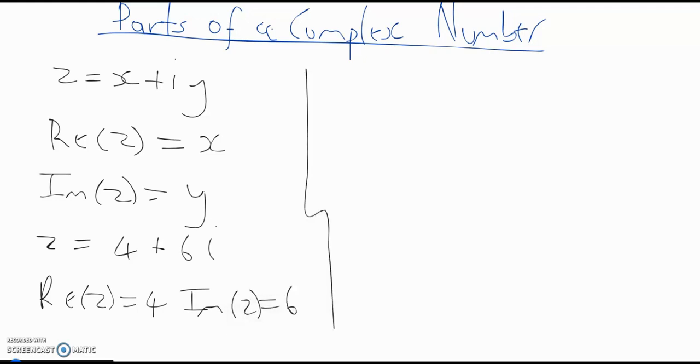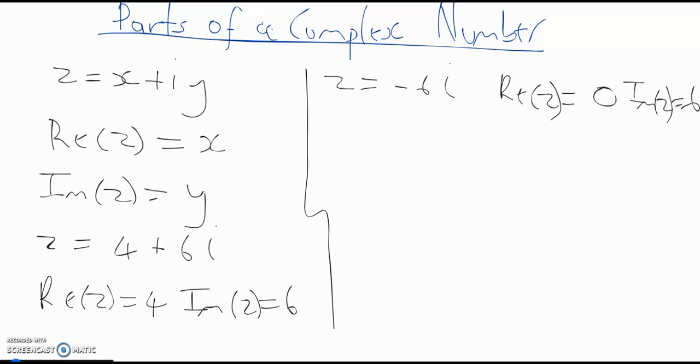Let us look at the next example. What if it was z equal negative 6i? What would be the real part of z? Now clearly, we're not seeing that part, which means it has to be 0. The imaginary part, we can see, is the coefficient of the i, which is equal to negative 6. So clearly we can see that.